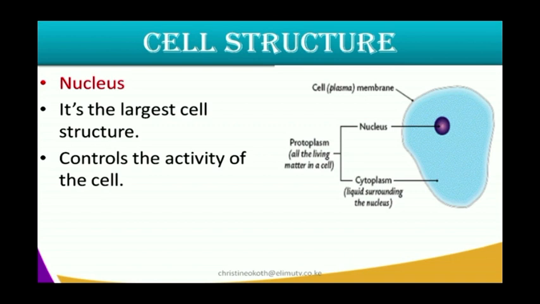The nucleus is found in both the plant cells and the animal cells. It is the largest structure which is found in both of them. The main function of the nucleus is to control the activities of the cell. So all the activities that take place inside the cell are controlled by the nucleus.